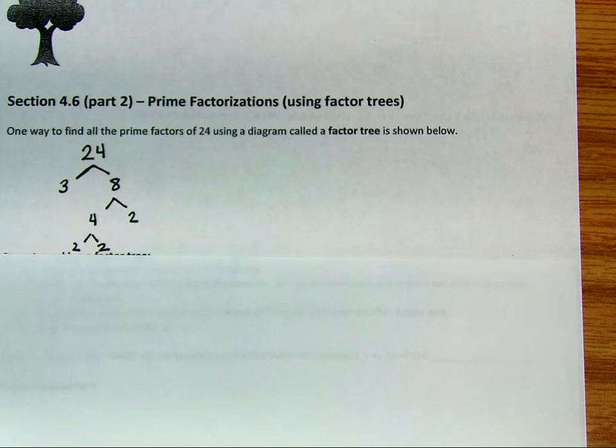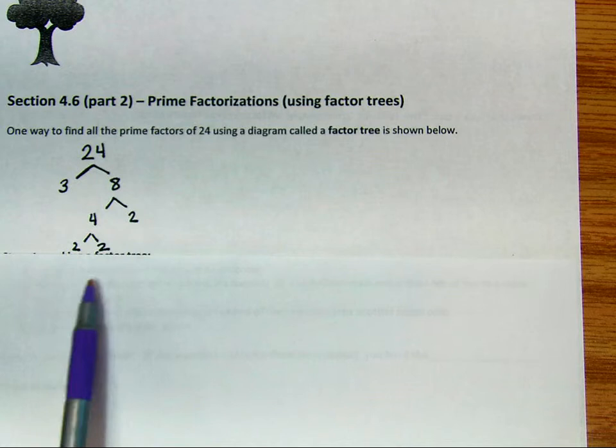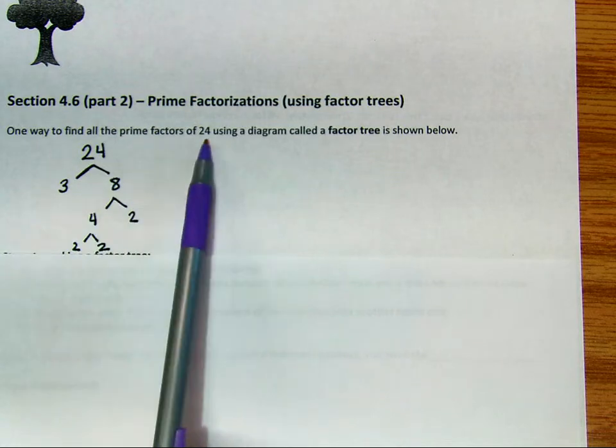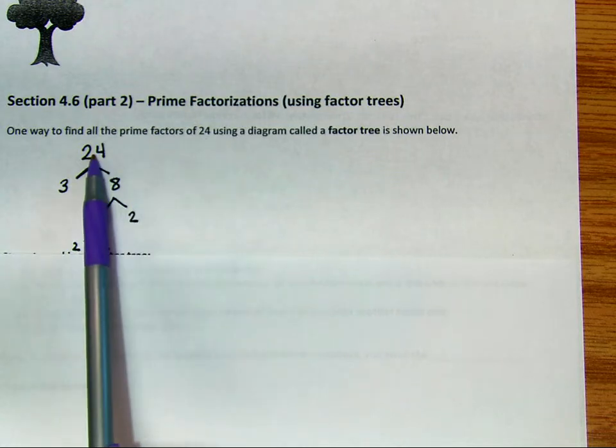The next part of this section involves making factor trees, and we're going to use factor trees to write prime factorizations of numbers. So it says one way to find all the prime factors of 24 is using a diagram called the factor tree, and it's shown below. So prime factors of 24. I've got 24 right here.